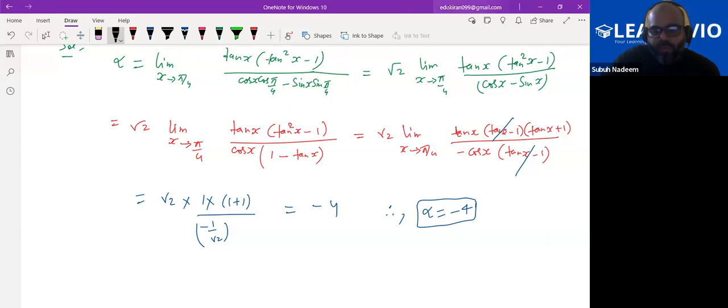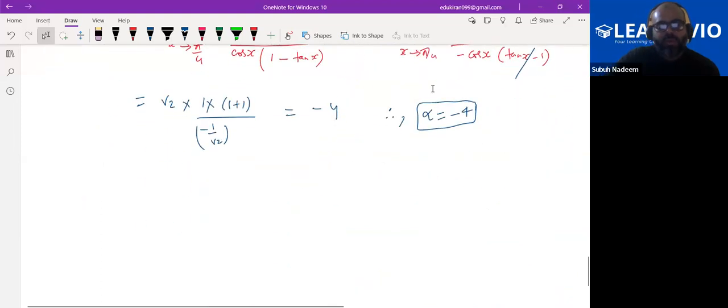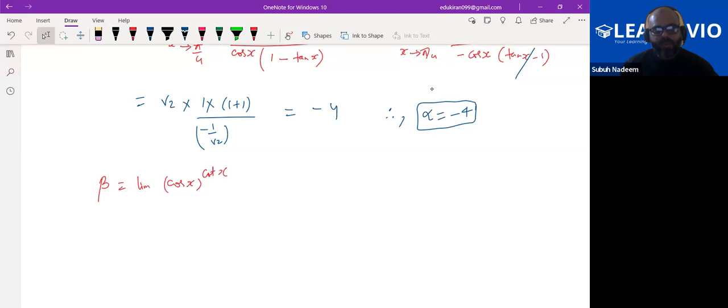Okay. Now we come to beta. So beta is cos x to the power cot x, limit x approaching 0. Now which form is this? If you observe here, cos 0 is 1 and cot 0 is infinity. So it is 1 to the power infinity form.